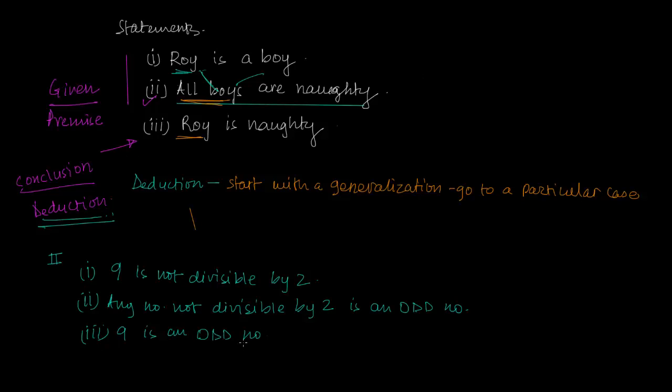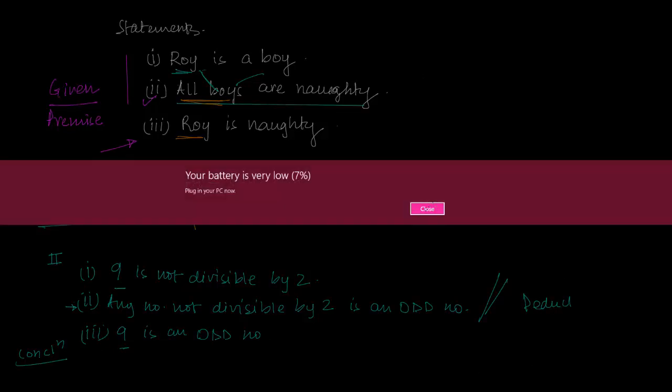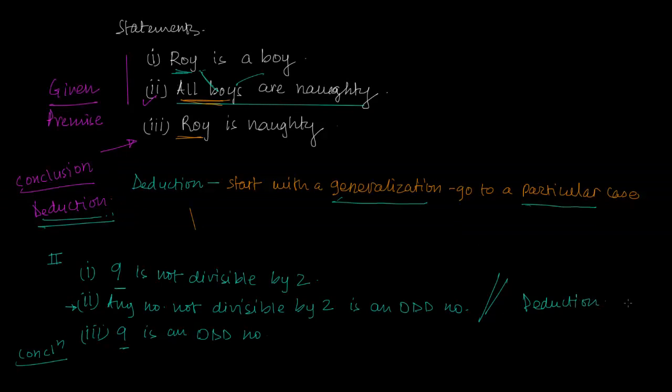Will I be correct? Am I right? This is my conclusion. I said any number that is not divisible by 2, then I brought in 9, and then I concluded that it is an odd number. So again, I went from a generalized case to a particular case. So this is also a deduction.